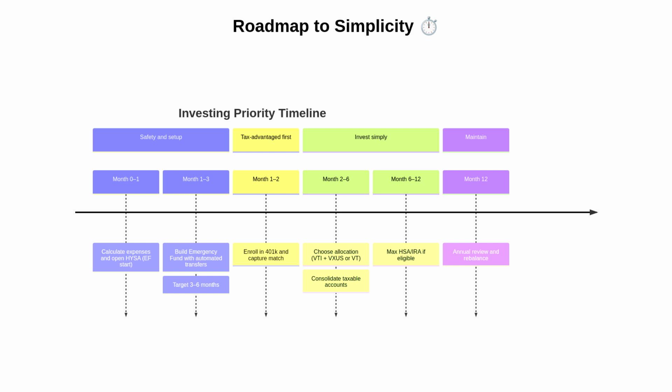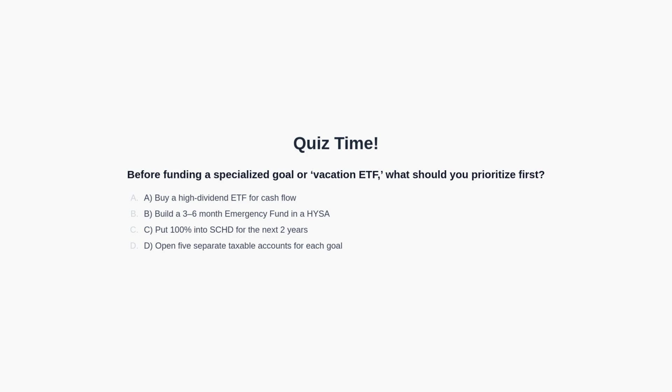Now, let's test your understanding with a quick quiz. Question: before funding a specialized goal or vacation ETF, what should you prioritize first? Options: A. Buy a high dividend ETF for cash flow. B. Build a 3 to 6 month emergency fund in a high yield savings account. C. Put 100% into SCHD for the next 2 years. D. Open 5 separate taxable accounts for each goal. You may pause the video now to think about the answer. We will discuss the answer in the next section of the video.